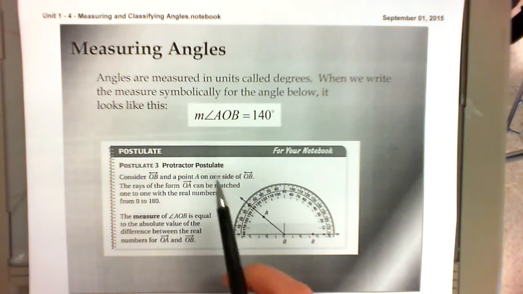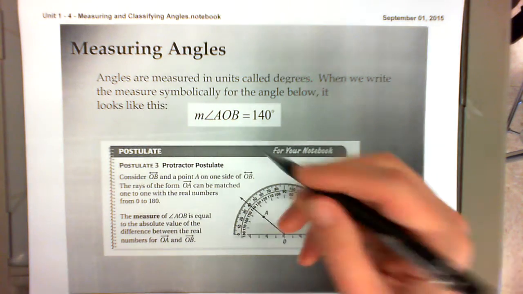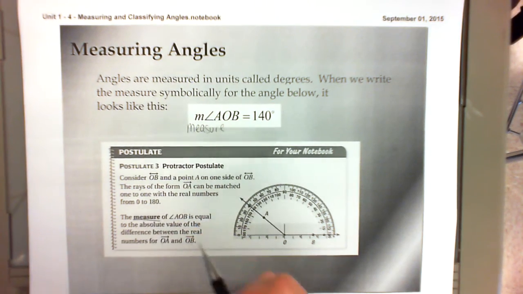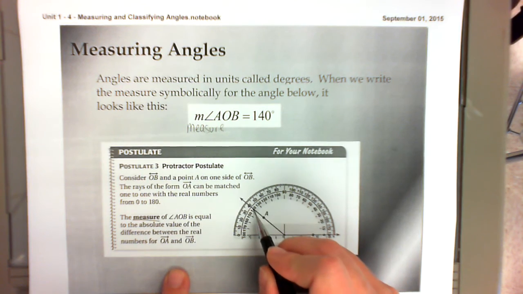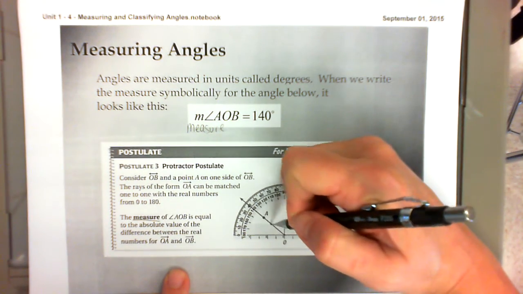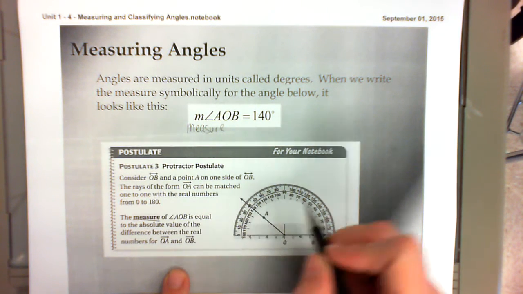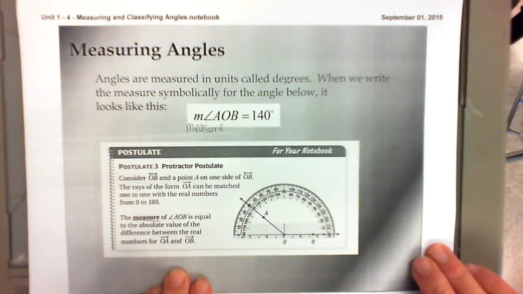And we denote the measure of angle AOB, this little m means measure. Measure of angle AOB is the same as the absolute value of the difference between the real numbers for ray OA and ray OB. What that means is this number here, 140, is measured on the protractor. We start at 0, 10, 20, 30, all the way over to 140. So the measure of angle AOB is 140 degrees.